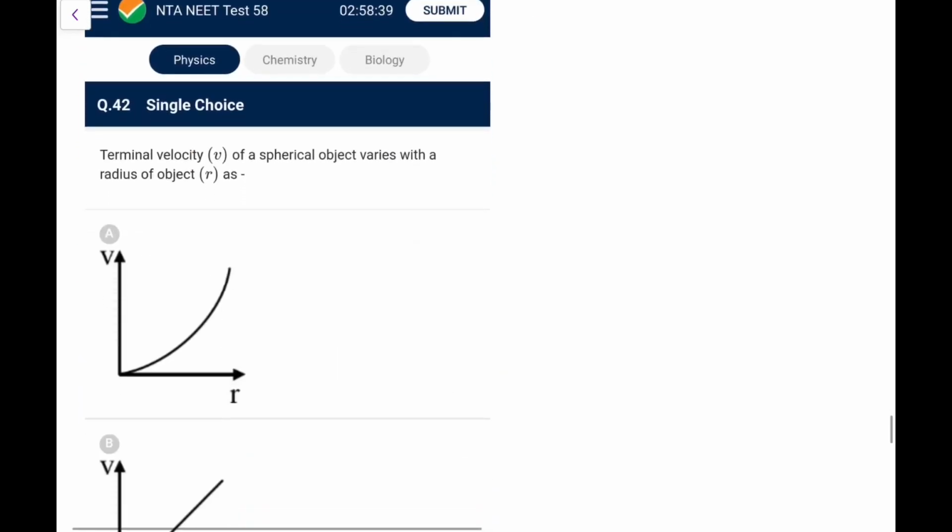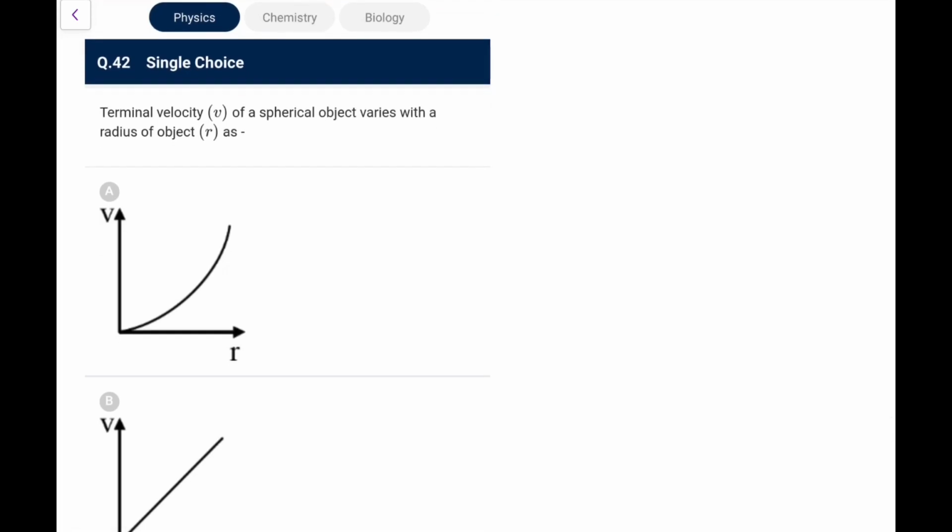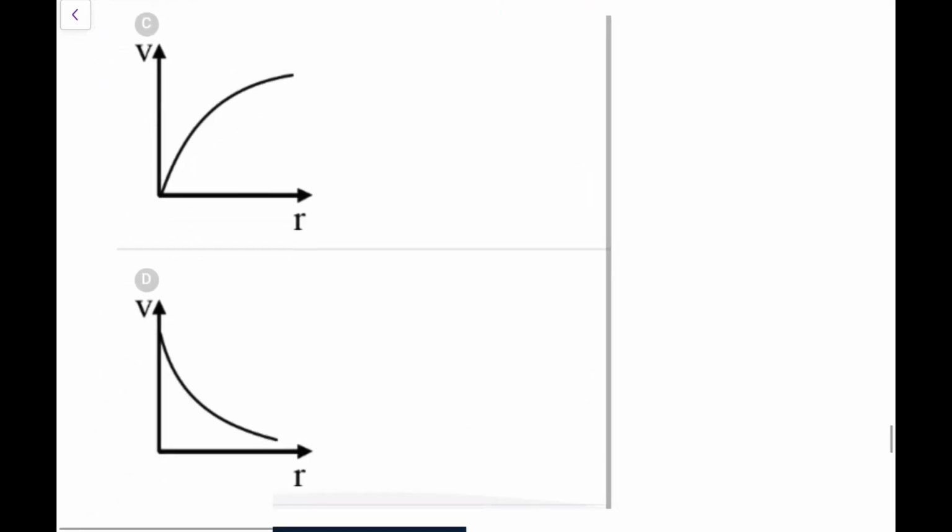Okay. Terminal velocity of a spherical object varies with radius. You directly remember Vt is proportional to r square. So the r square curve you know is the answer. So again a very easy one for you.